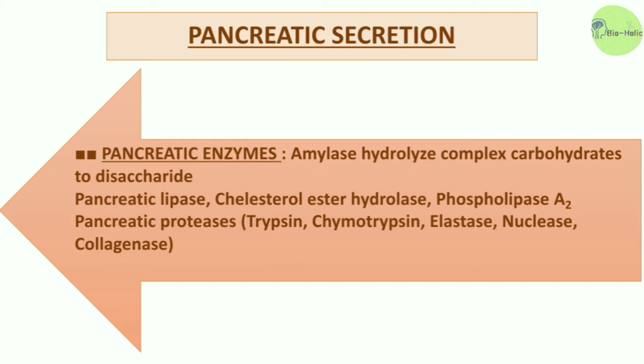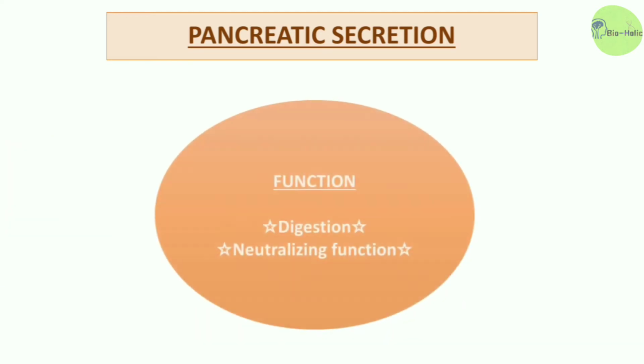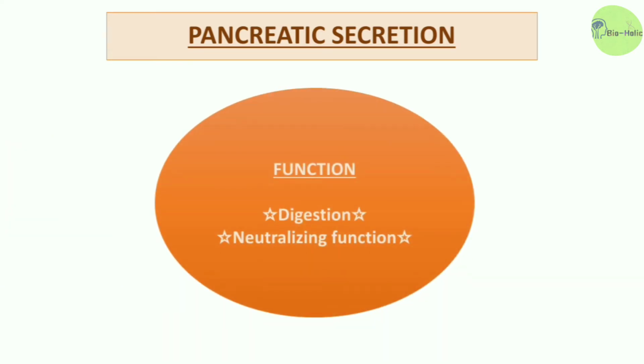The phospholipase A is secreted in an inactive form and then it is activated and causes lysophospholipids to be degraded. And number 3 is the pancreatic proteases. These include trypsin, chymotrypsin, elastase, nuclease and collagenase. Now let's move on to the function of the pancreatic juice.